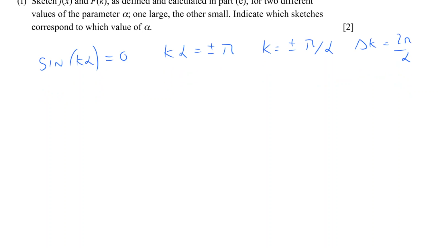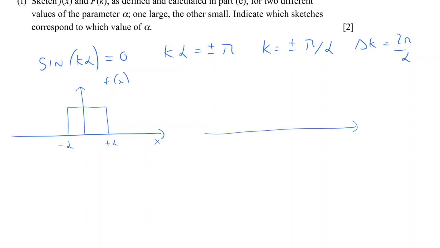So quickly we can sketch. Let's start off by sketching f(x). Let's choose a small value of alpha. So this is f(x). That would be minus alpha, that would be plus alpha. This is x. And then over here we'll sketch the corresponding Fourier transform. So this is now f(k).